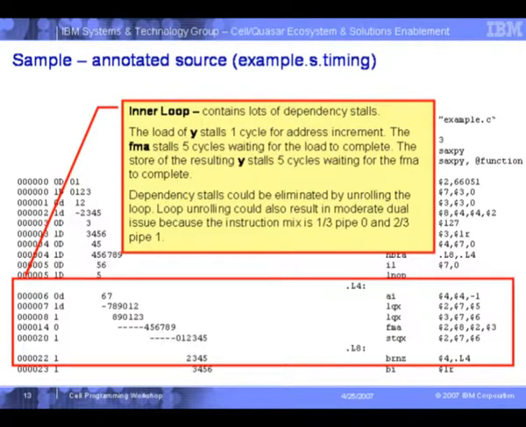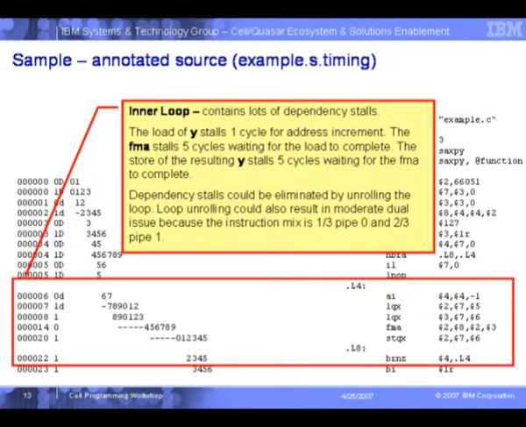Over here, for example, we're seeing that these two portions are showing a lot of dependency stalls, right? So basically the load of Y stalls one cycle for address increment if there is one dash. Therefore the store of the resulting Y stalls 5 cycles if there are 5 dashes, waiting for the FMA operation to complete. So for the FMA operation to complete, there are 5 cycle stalls over here. So let's see what else.